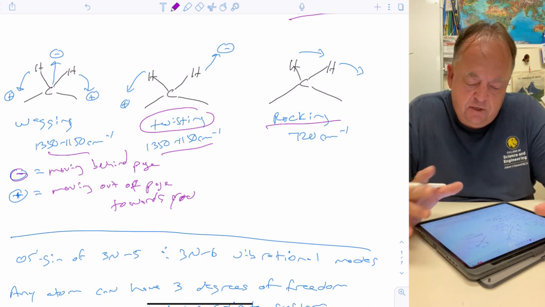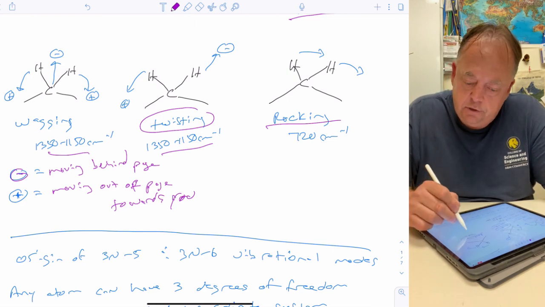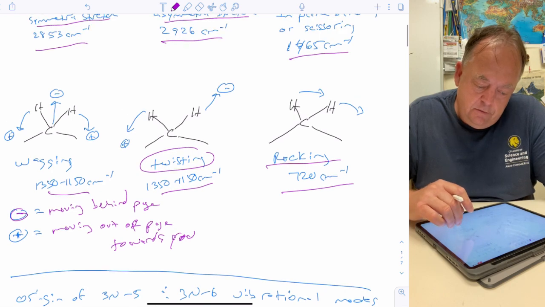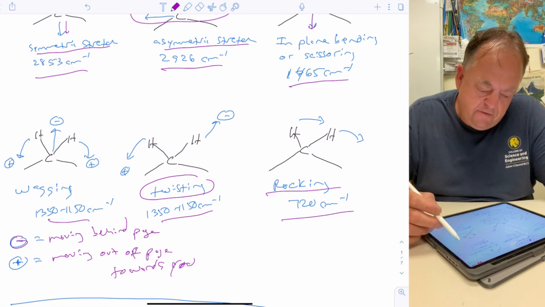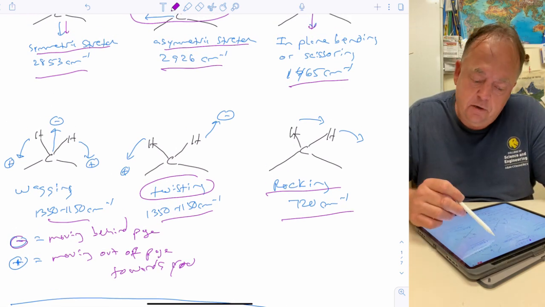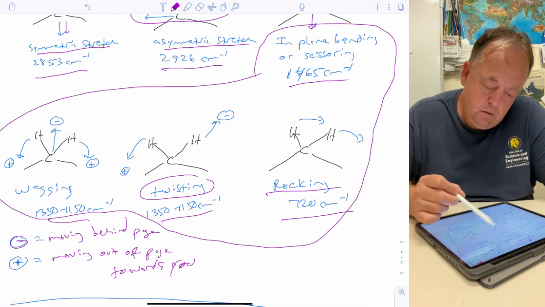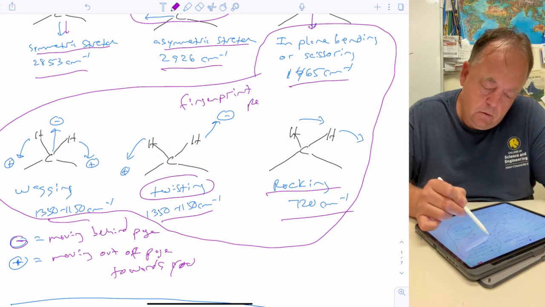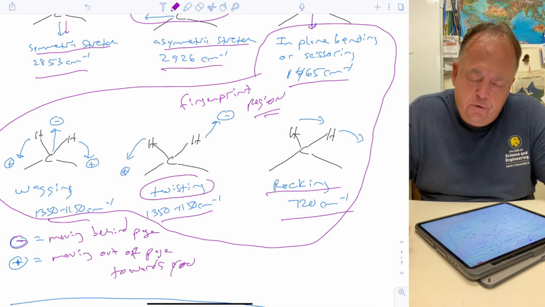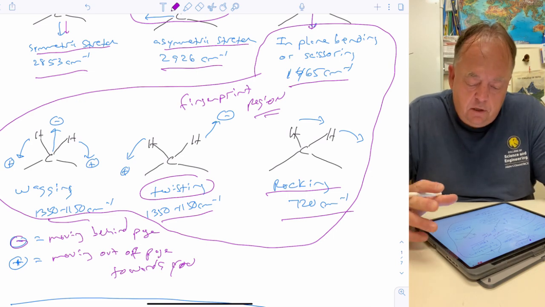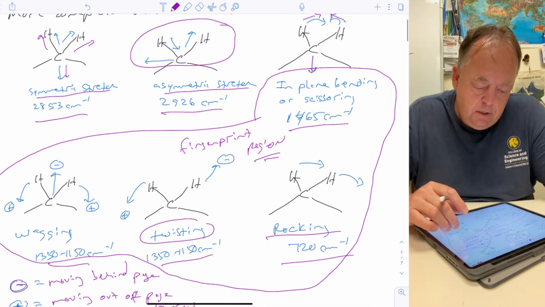So for the simple CH2 units, you have all of those different vibrational modes. And if you notice, four of these modes are down in the fingerprint region. So again, that region can be very complex because of all of these bending modes that are in it.